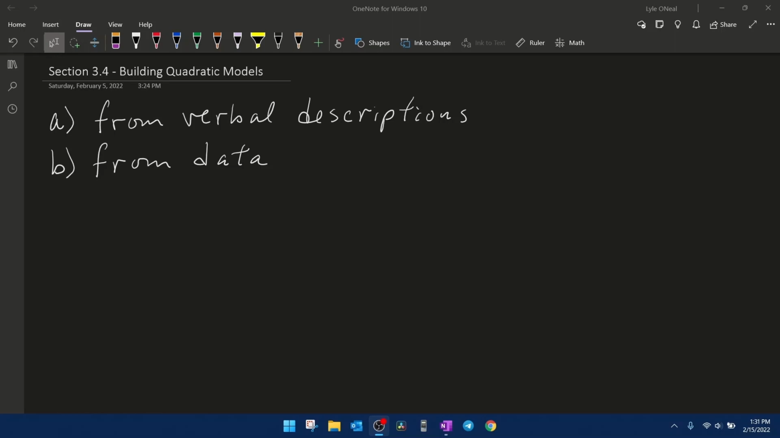Now, I think the best approach to teach this particular section is going to be through example, so we're going to look at several examples of how to do this.